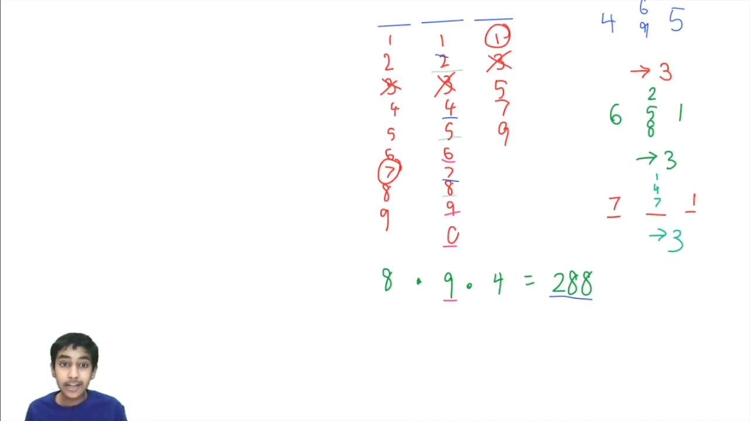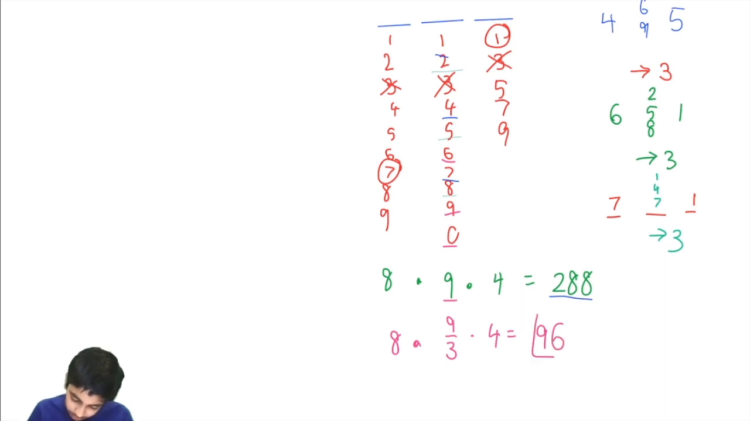We'll actually learn modular arithmetic in the next class, so make sure to stick around for that. So that means exactly 3 of these ways actually result in a possible solution. So then we just do 8 times 9 divided by 3, or 3 times 4 times 8, which will give 96 as our answer. And that's the answer for this problem.